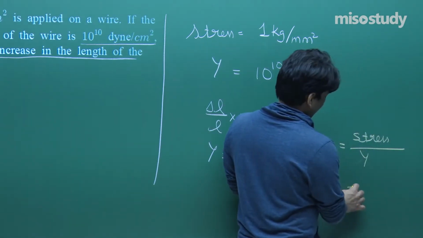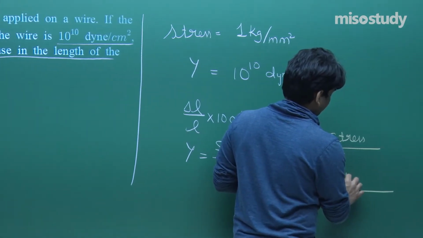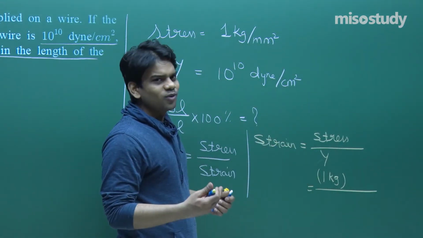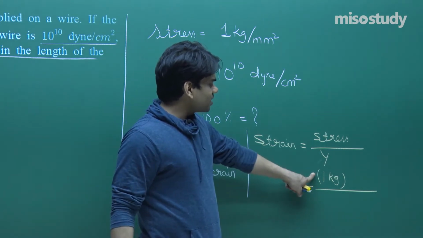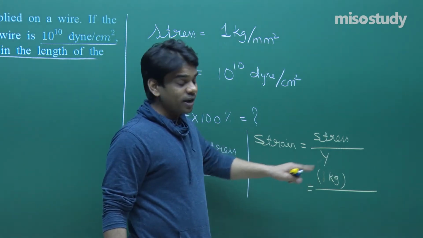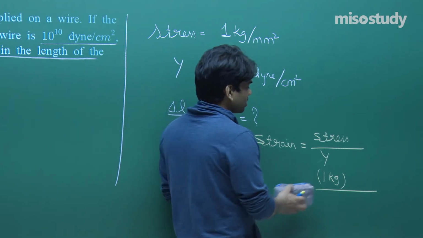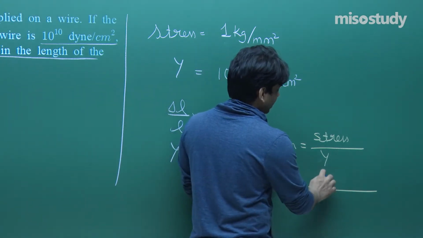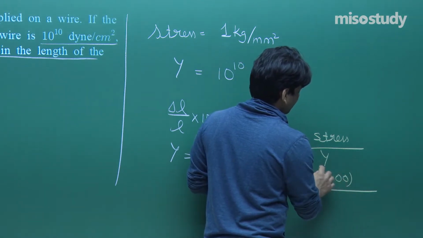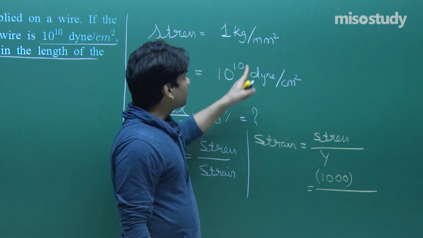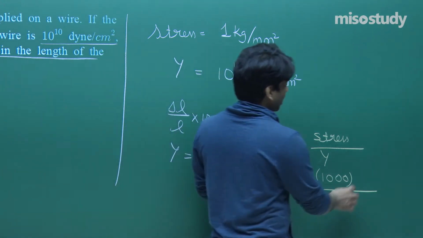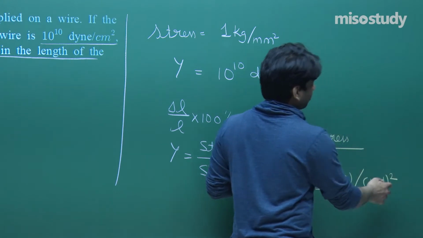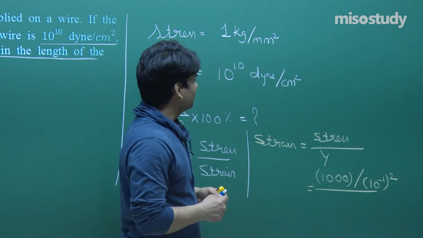So if we write this as 1 kg divided by, now see, before going ahead with the 1 kg, can we write this in grams, 1000 grams? See why that would be helpful for us. Because while using the unit for Young's modulus as dyne, that would be in grams. So we can write stress as 1000 gram per square mm. Per square mm, instead of mm I'm going to use 10 to power minus 1, because that will be converted into centimeter whole square.